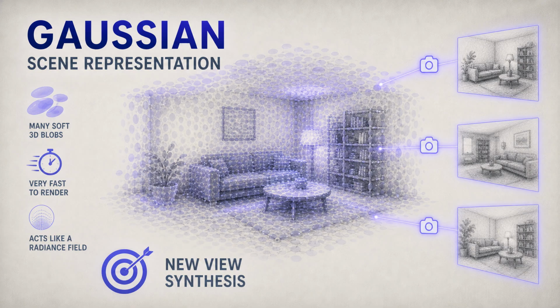One popular family of related methods uses many soft 3D blobs called Gaussians instead of storing the scene only inside a neural network. These blobs can be rendered very quickly and still act like a radiance field. The goal is still new view synthesis from images.